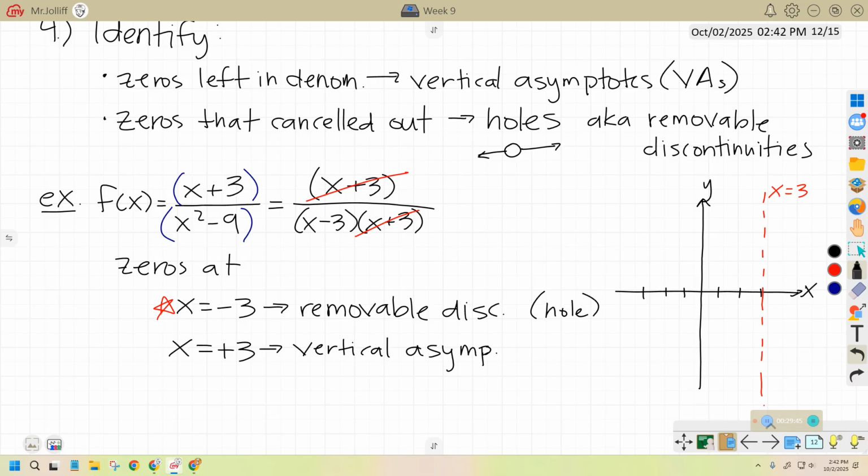If your graph looks funny, press zoom and select Z standard or zoom standard. That will recenter your graphing window with the origin in the middle and a reasonable scale on the X and Y axes. And the question is, do you see a vertical asymptote at X equals 3? Do you see a hole at X equals negative 3?